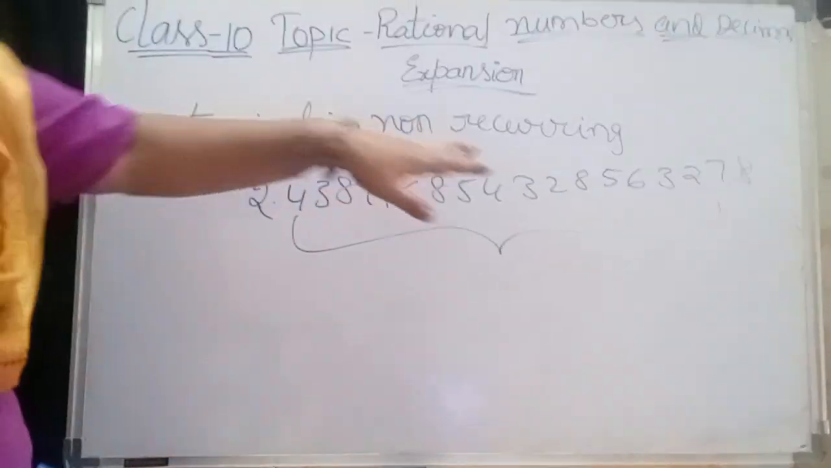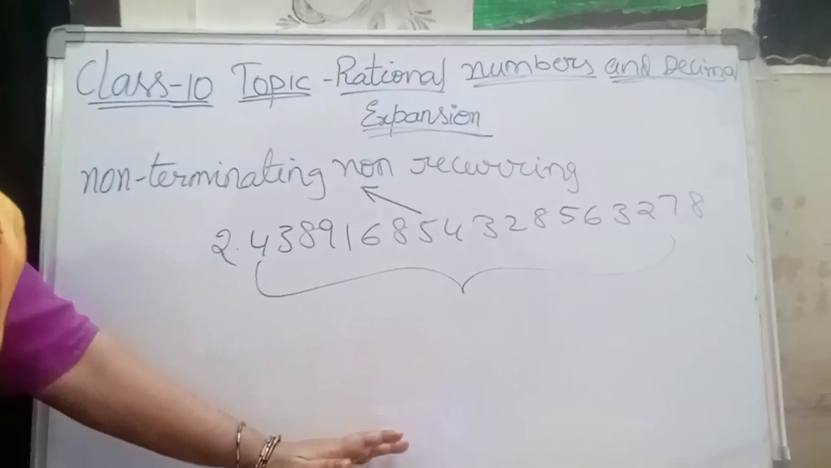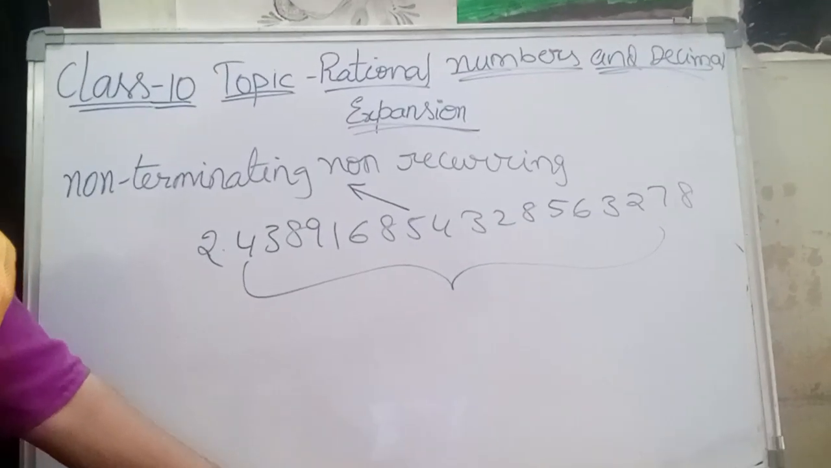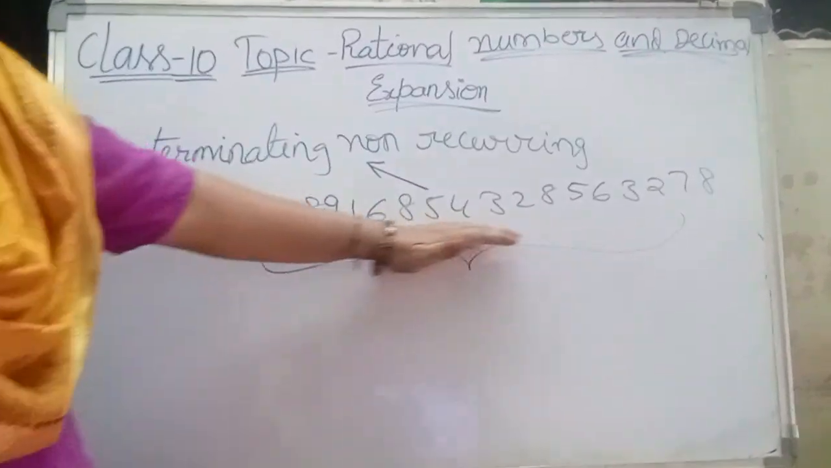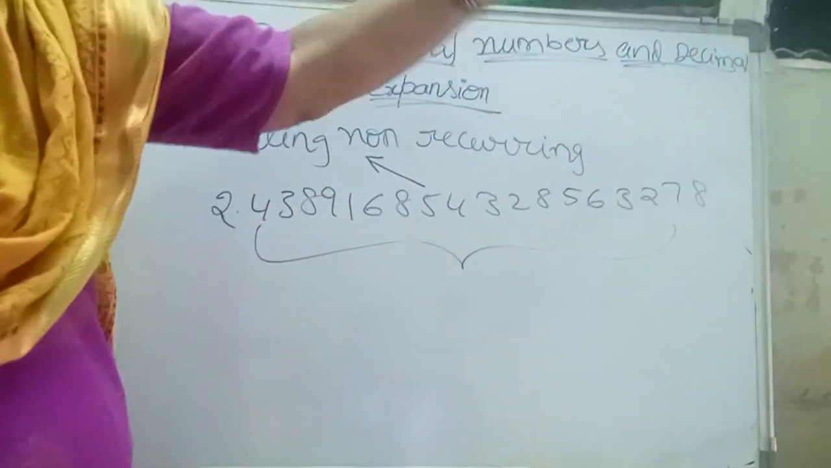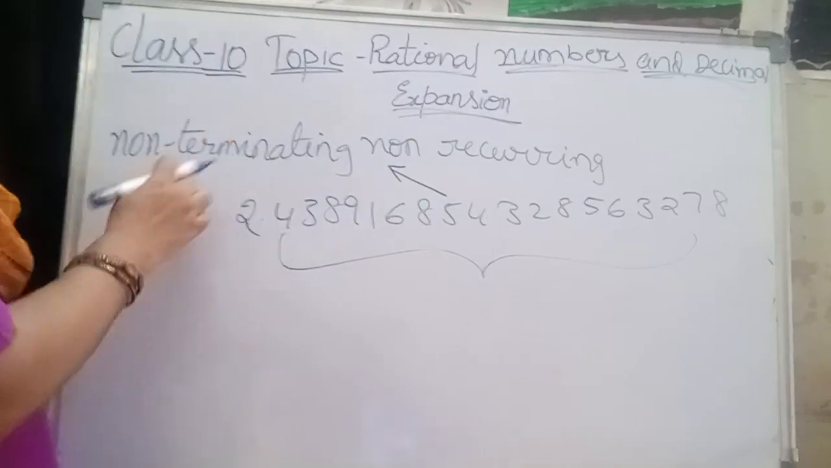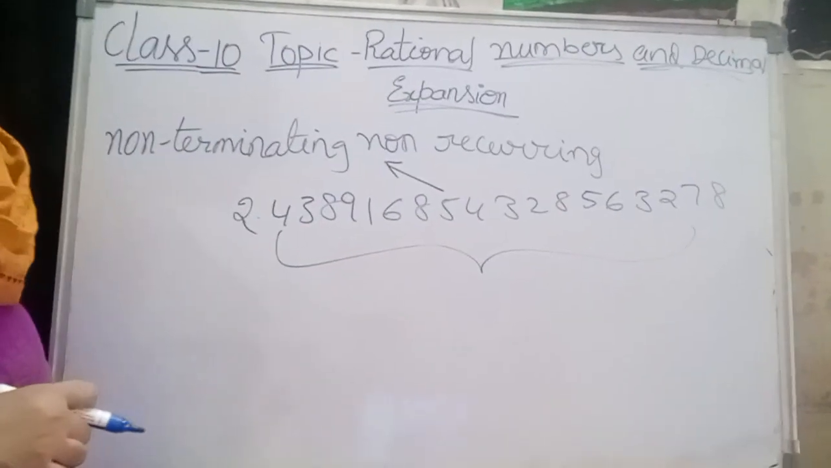In non-terminating, non-recurring decimals, you won't get 0 at all. That means it won't terminate. You won't get the remainder 0. And the decimal part goes on like that. However many times we take, it goes on like that. No stop will be there. Those types are called non-terminating, non-recurring decimals.